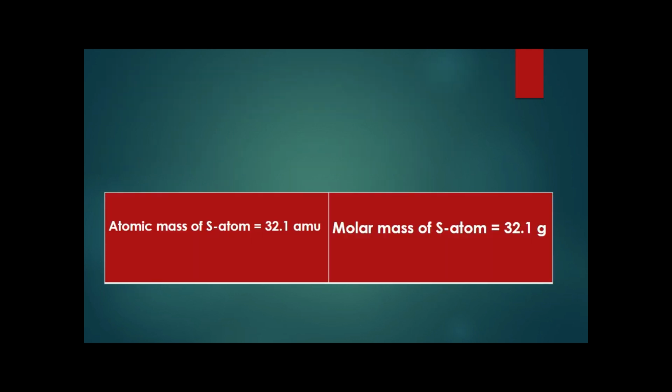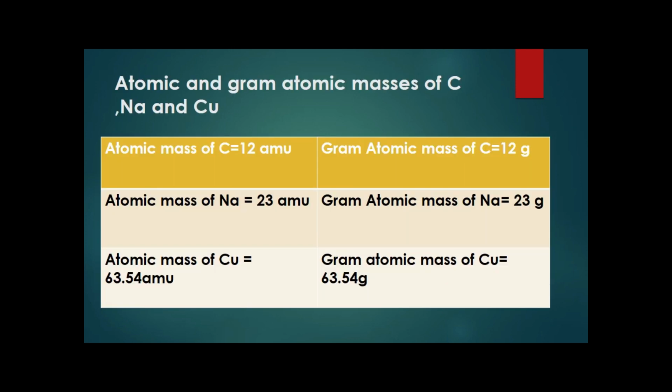Let's see. Atomic mass of sulfur atom is 32.1 AMU, while the molar mass of sulfur atom is equal to 32.1 gram. It means that there is no difference in value, only the difference in its unit. Whenever we express the value in AMU, it is known as atomic mass, and when we express it in gram, it becomes the molar mass of sulfur atoms, also known as gram atomic mass. Understood? Now let's go ahead.